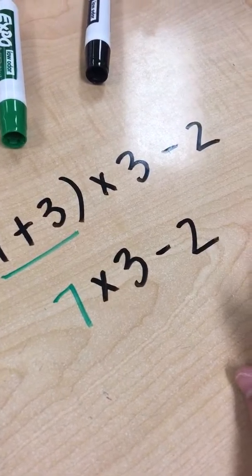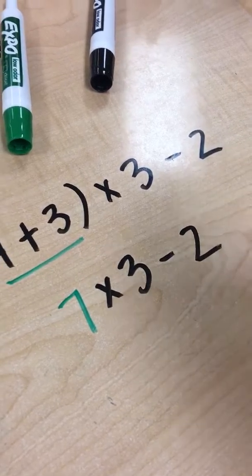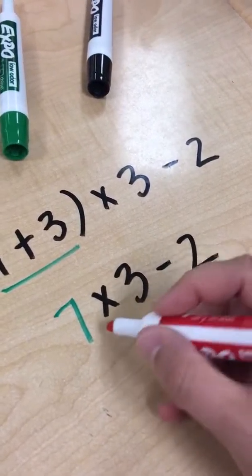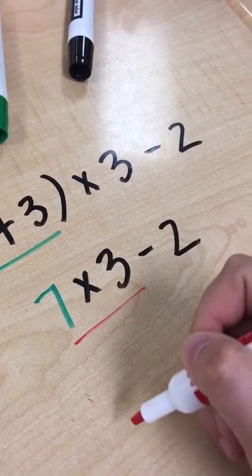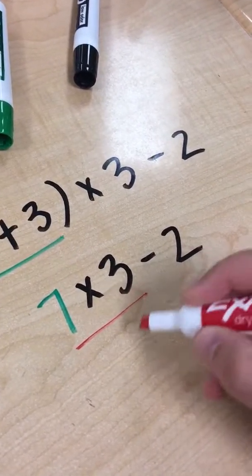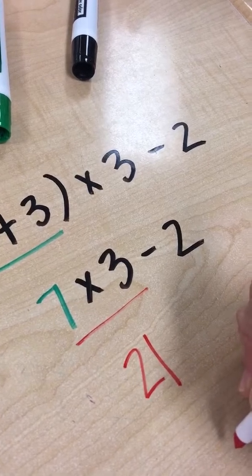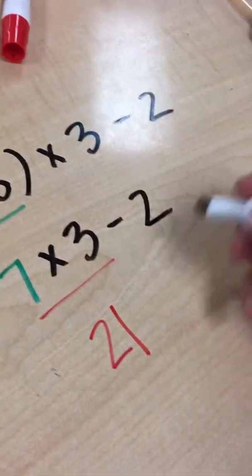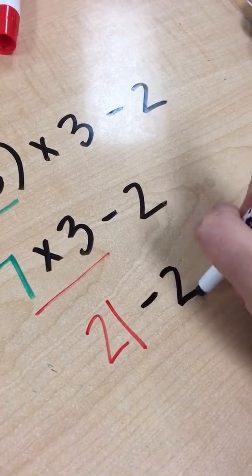Now I'm going to worry about multiplication or division. If I go from left to right, I see right away I have a multiplication sign. So I'm going to start with the multiplication sign. 7 times 3 is 21, so I write that down below. And then I go ahead and I just copy the rest of the problem.